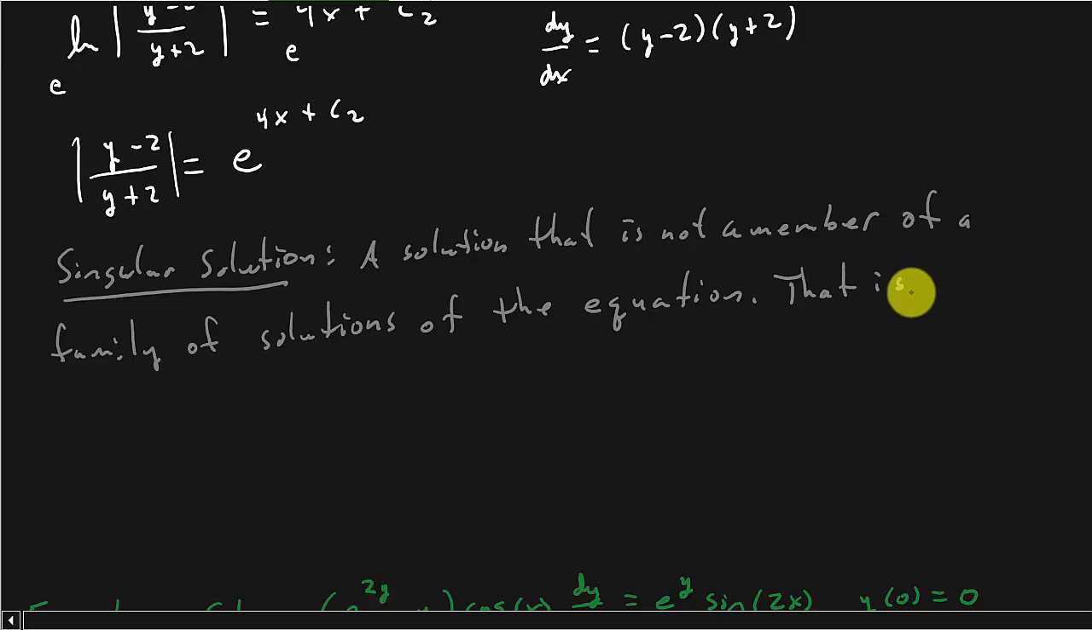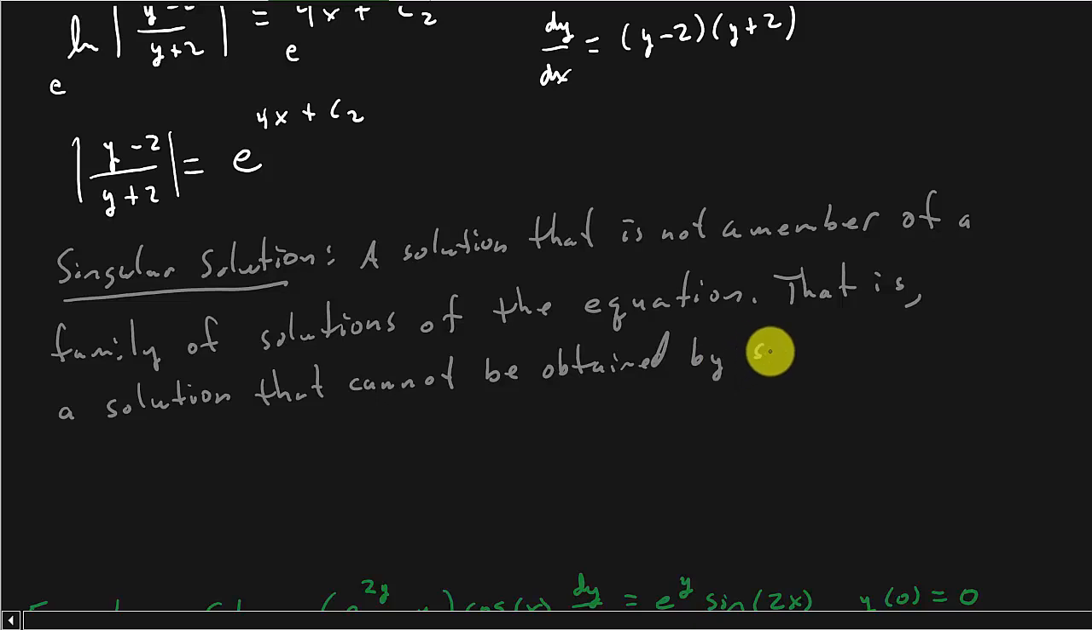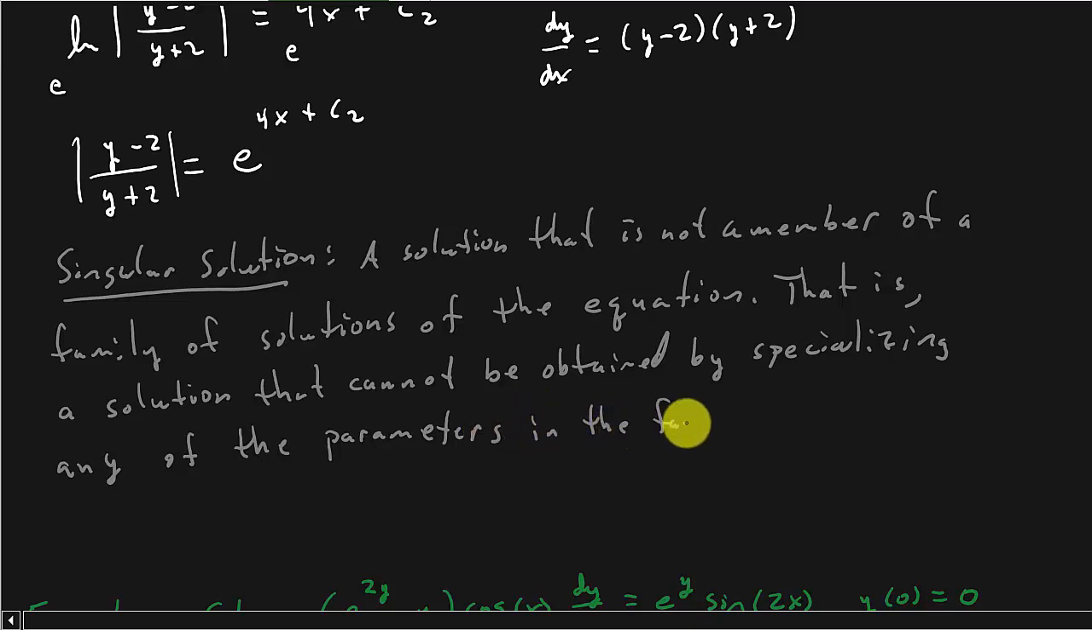So that is a solution that cannot be obtained by specializing any of the parameters, that's your c value, in the family of solutions.